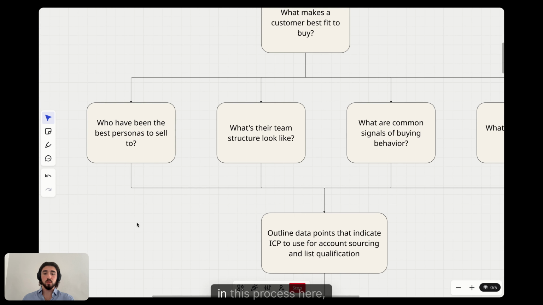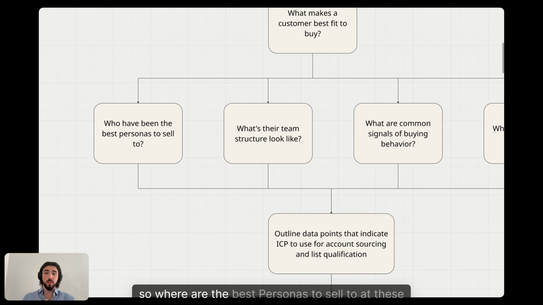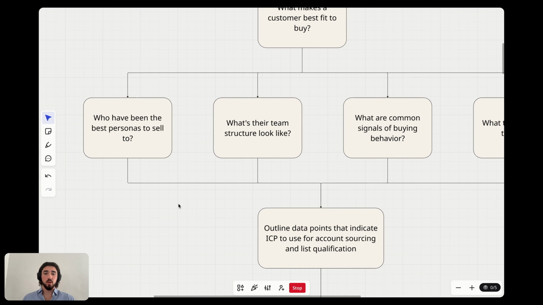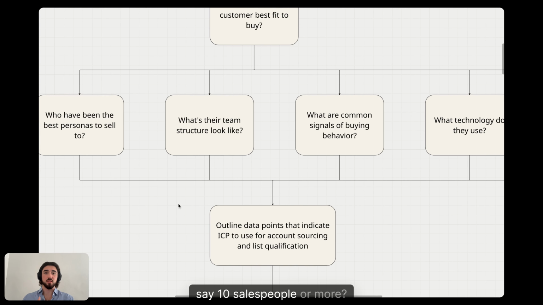So in this process here, we figure out, okay, where are the best personas to sell to at these companies? What are the job roles we should be reaching out to? Is it the director of marketing? Is it something more specific? Is it CRO? What does their team structure look like? Do they have, let's say, 10 salespeople or more?